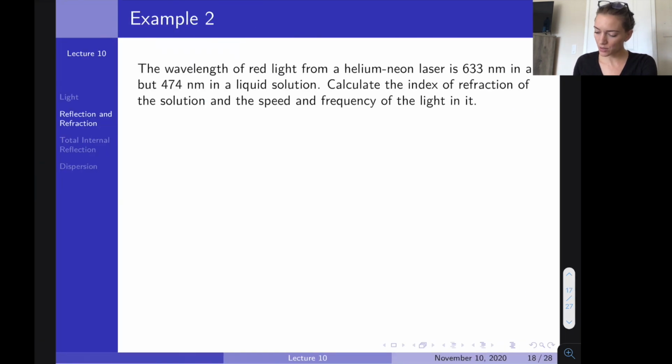All right, now let's do another example here, but this time with the wavelength. So we have the wavelength of red light from a helium neon laser is 633 nanometers in air, but 474 nanometers in some liquid solution. We want to know the index of refraction of the solution and the speed and frequency of light in it.